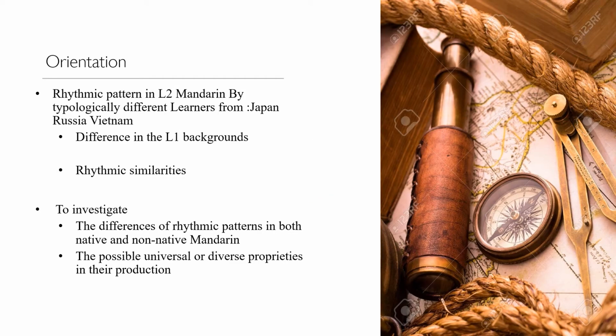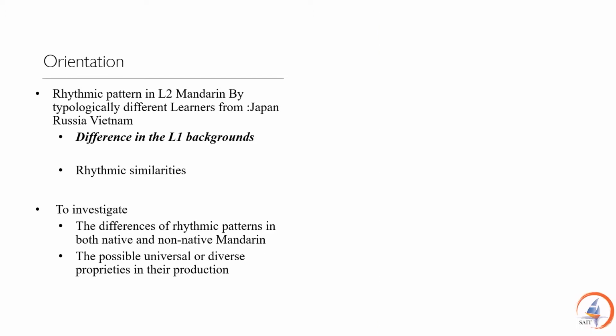Again, the target language mentioned before is a typical stress-timed language, like English, and Mandarin, a typical syllable-timed language, received less attention. So our goal is to figure out the rhythmic pattern in L2 Mandarin by typologically different learners from Japan, Russia, and Vietnam. There are many differences in L1 backgrounds.